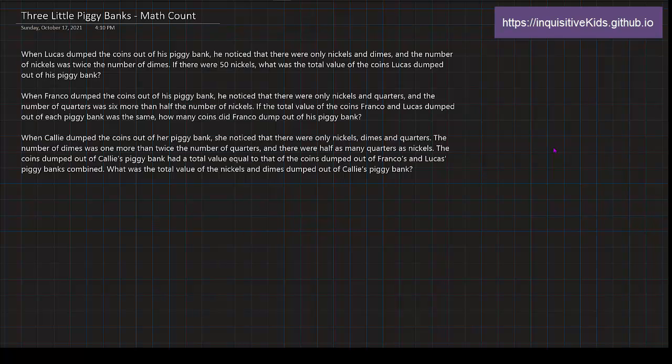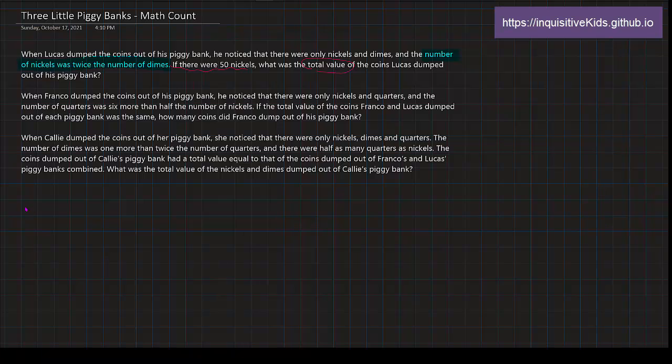Let's review the problem and analyze the information. So we know he noticed that there were only nickels and dimes, and the number of nickels was twice the number of dimes. If there were 50 nickels, what was the total value? Okay, so all we have to do is find out how many nickels there are, how many dimes there are, and add them together.